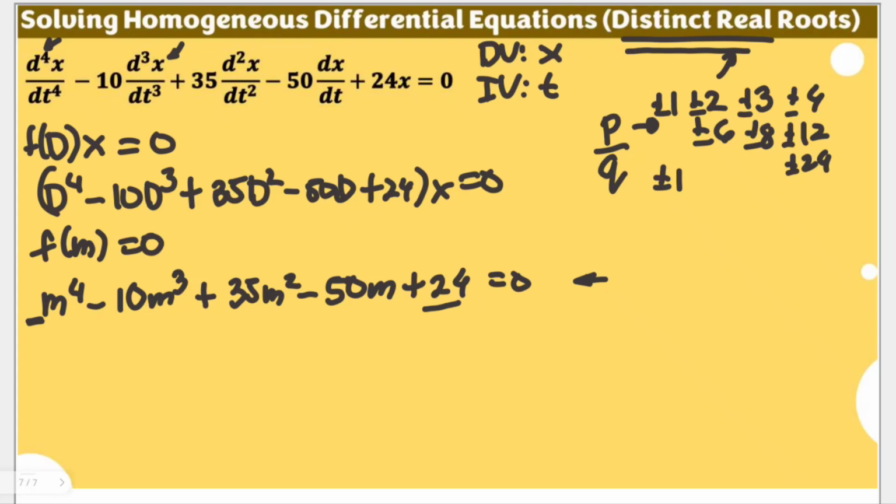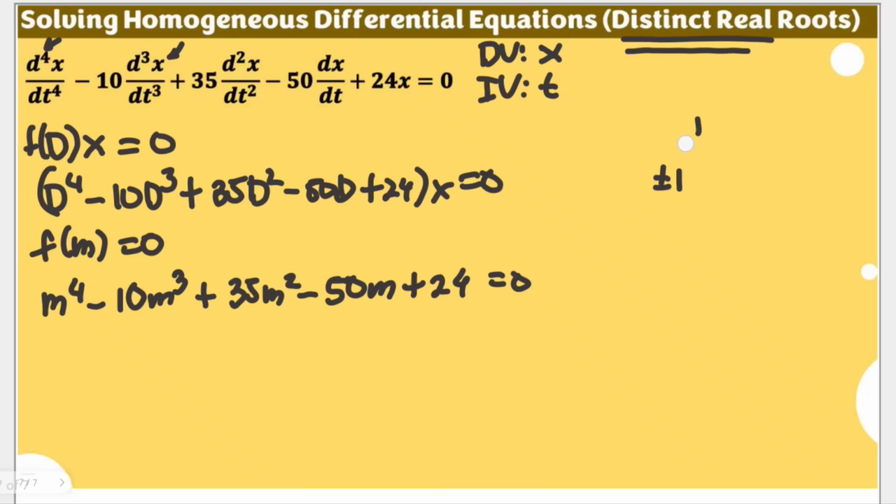However, there are a lot of values you can try because there are 8 possible. Then times 2, because we have positive and negative, there are 16 trials for our P over Q to try, to see which will make it equal to 0. So you would actually use a lot of time. Hence, there are also some instances where the rational zero theorem is no longer easy to use. Hence, we're going to go back to our intuition.